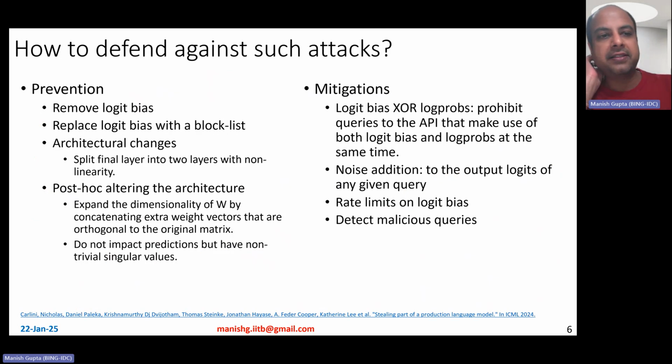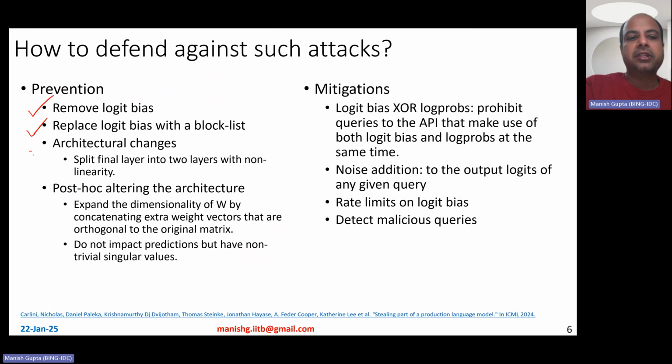So how do you defend against such attacks? How can OpenAI and other API providers defend against such attacks? One way is to remove logit bias completely, but logit bias is required. I mean, logit bias is a great feature to have where you can let the clients decide which tokens should be generated versus not. So in that case, you could simply have clients replace logit bias with a block list. The clients could say that this is a block list or this is an accept list, right? The exact value of the boost that is provided via the logit bias can actually be hidden from the clients.